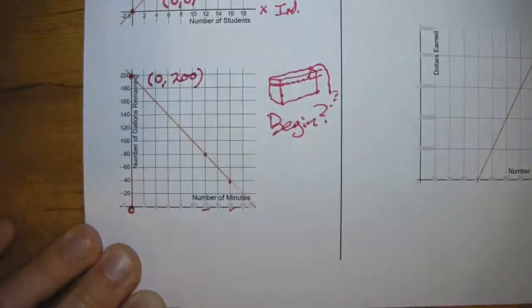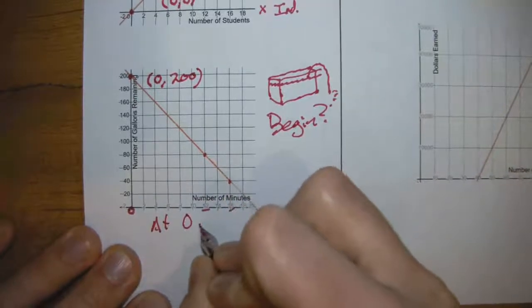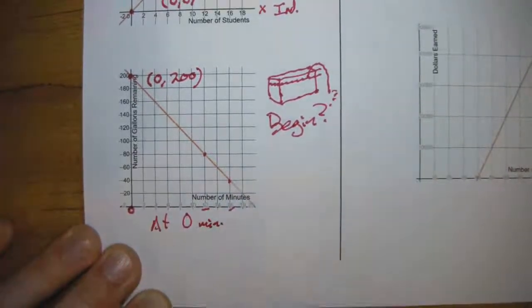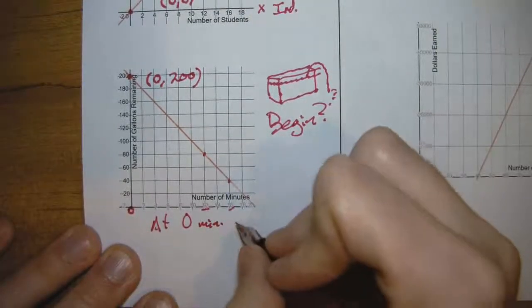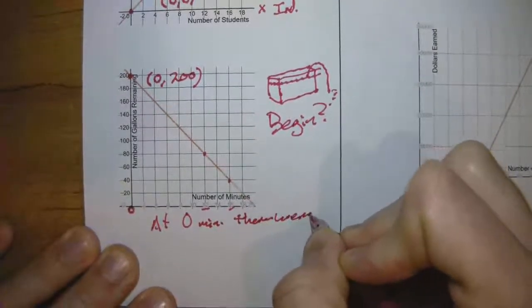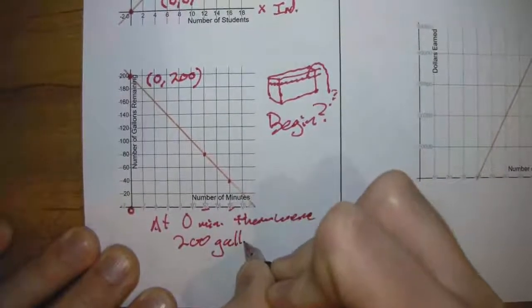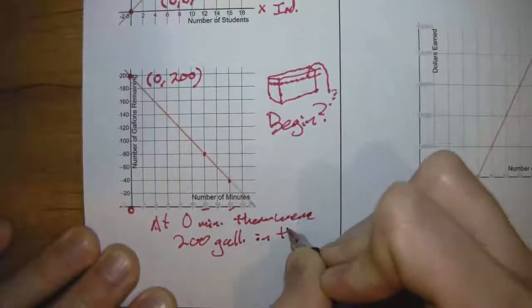And the meaning of that point is that at 0 minutes, or in other words, before I started draining the tank, there were 200 gallons in the tank.